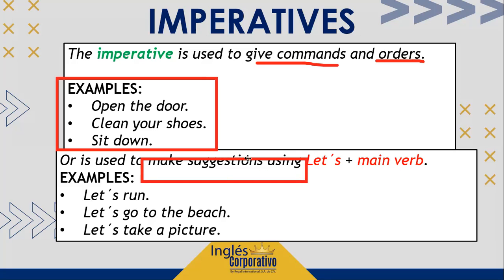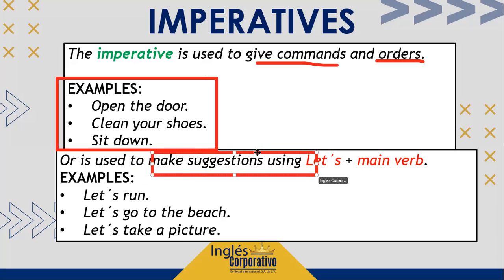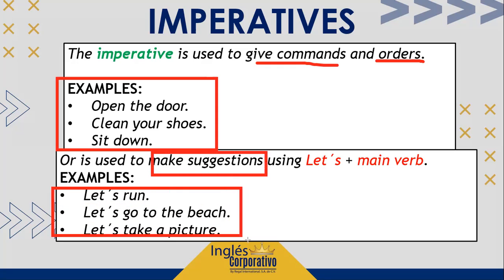Using let's, okay? A veces también utilizamos estos imperatives para hacer sugerencias y utilizamos esta palabrita que es let's, como, vamos like somewhere else. Like a place, okay? Can you help me to read, please, Miss Rebecca? Yes, miss. Let's run. Let's go to the beach. Let's take a picture. Excellent, miss. Thank you.